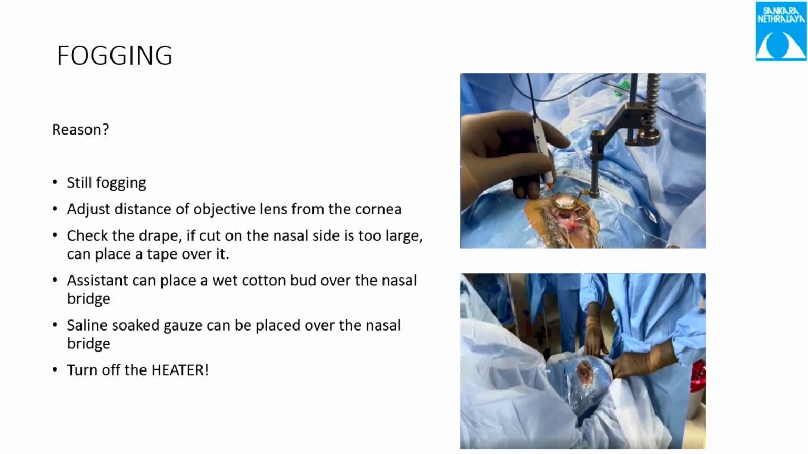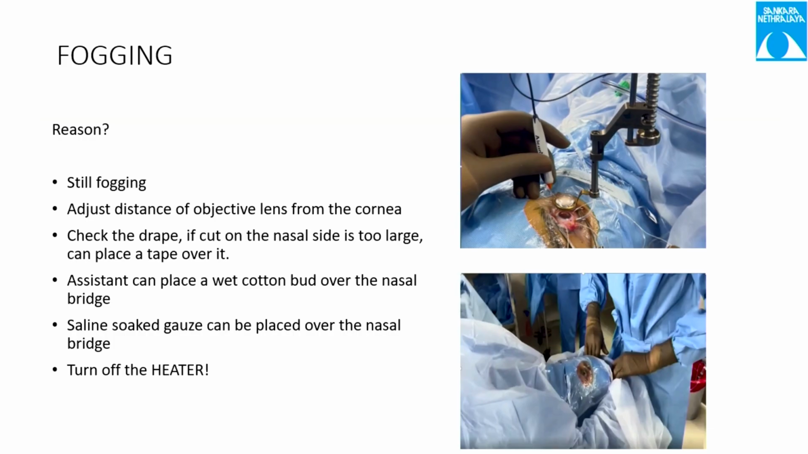So the main reason for your poor visualization is the fogging. The main reason is the temperature difference between the lens and the room temperature. How do we go about avoiding this problem? One thing is proper draping. Make sure that the drape is adequate and it is not cut too much on the nasal side near the nasal bridge. And if it is extended too much, then one may place a tape over the nasal bridge before starting the case only.